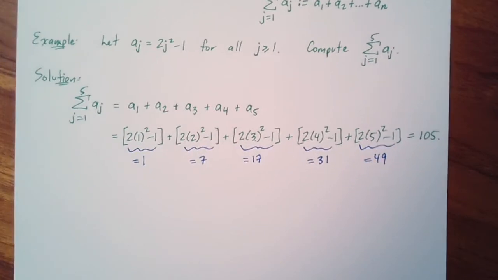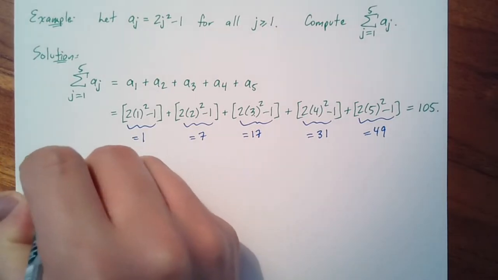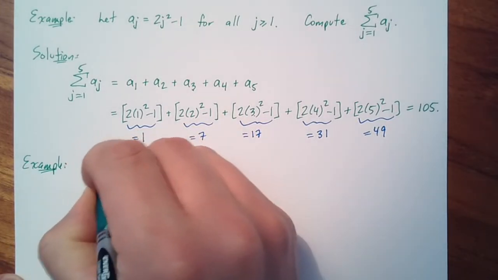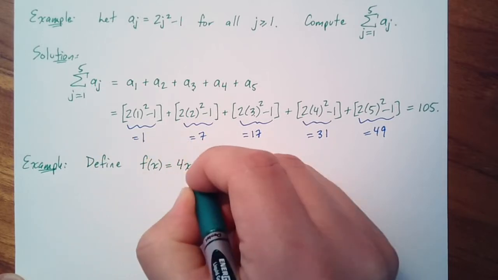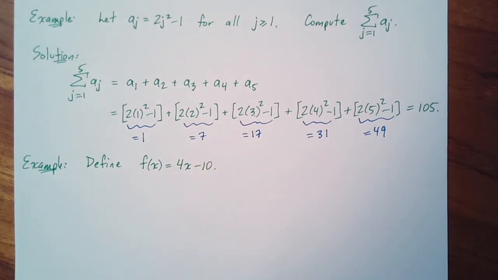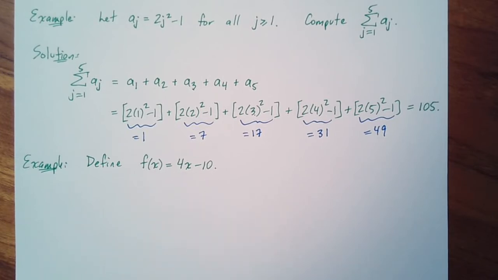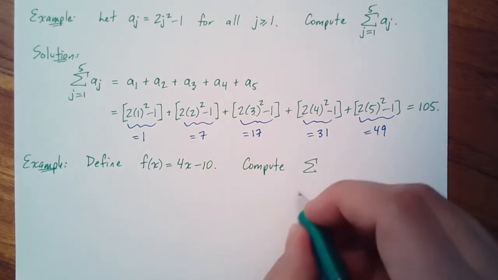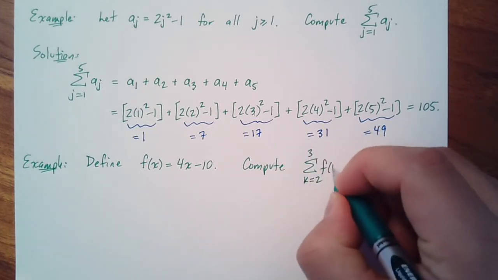Another example could be the function defined in the following way, and then use this function to come up with summation notation that uses it. So let's define function f by f of x equals 4x minus 10, right? That's a function from the real numbers to the real numbers. You can plug in a real number and you'll get as output some real number. Now let's compute the following sum. This is going to be the sum from k equals 2 to 3 of f of k.